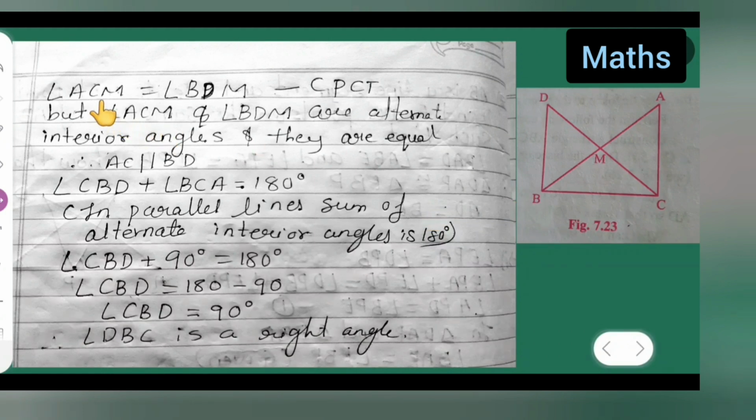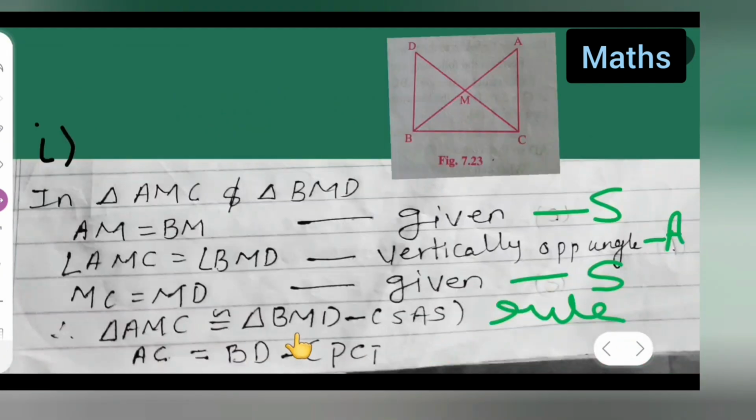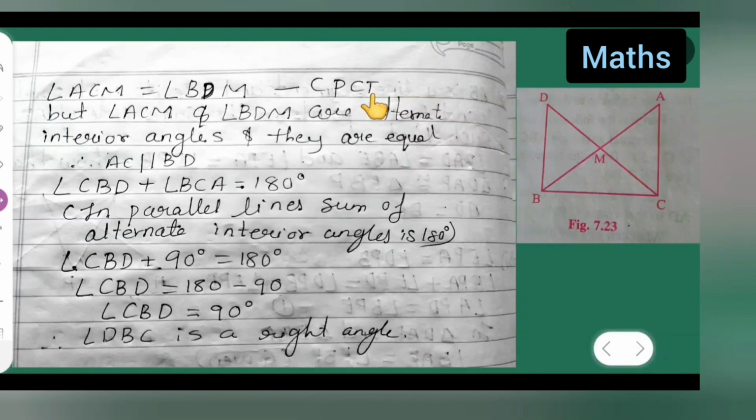First I can write down angle ACM is equal to angle BDM, that is the corresponding part of these congruent triangles. Next, angle ACM and angle BDM are alternate interior angles, and they are equal. Therefore AC is parallel to BD.